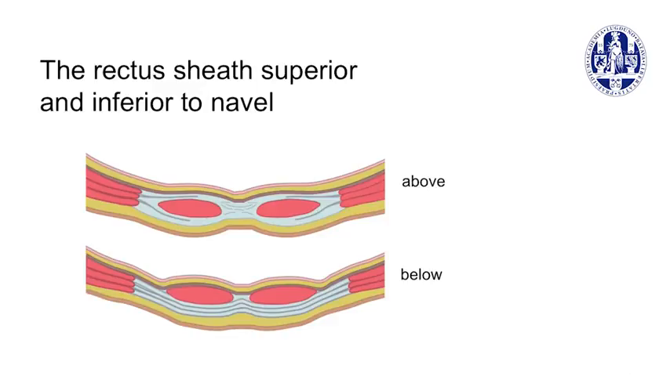Above the level of the navel, the aponeurosis contributes equally to the anterior and the posterior layer of the sheath. However, below the navel, all the fibers of the aponeurosis run anterior to the rectus abdominis muscle. The posterior layer is thereby absent in the lowest quarter of the rectus abdominis.